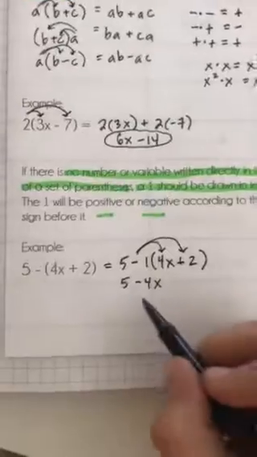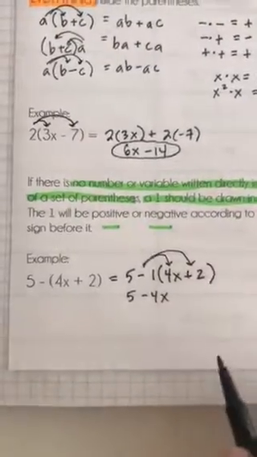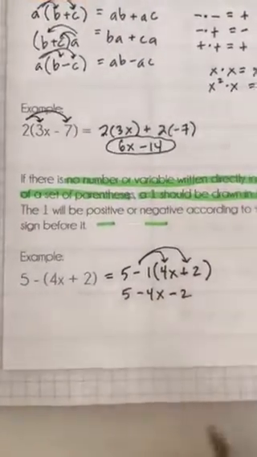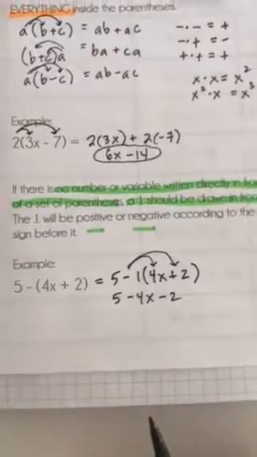I'm making a video! 5 minus 4x, and negative 1 times positive 2 is negative 2. People were telling me to go home.